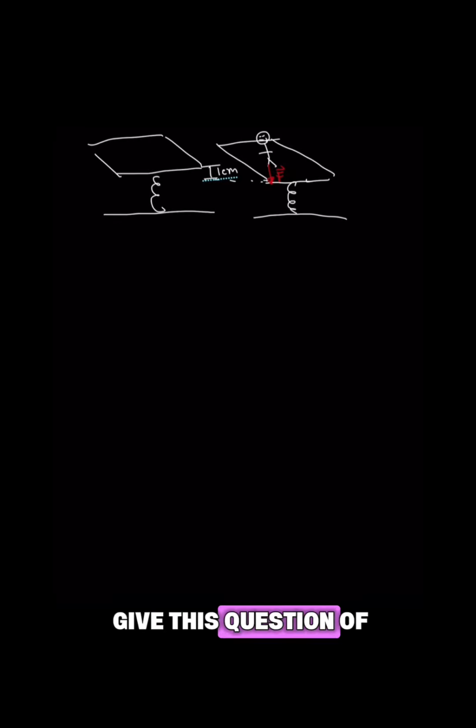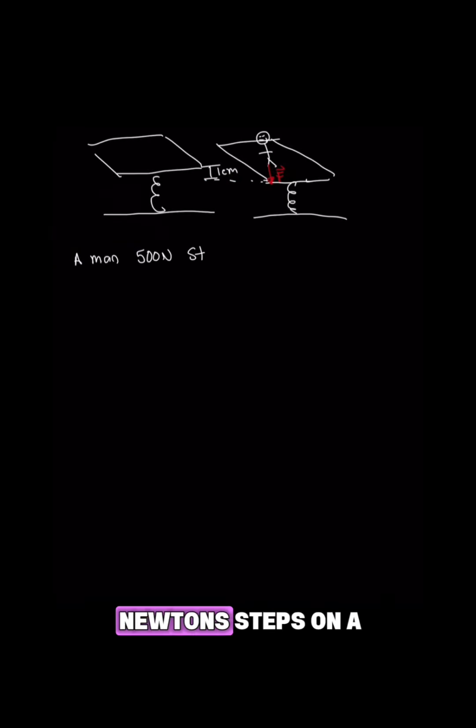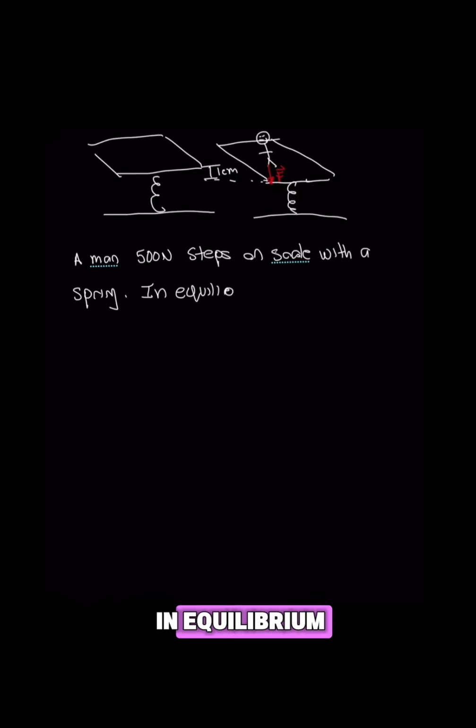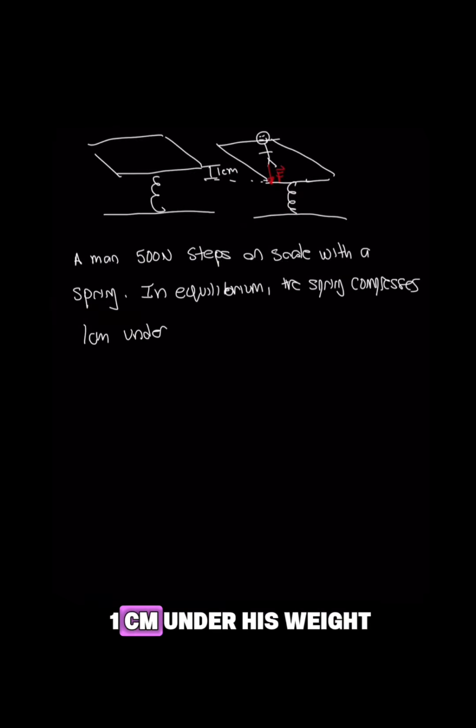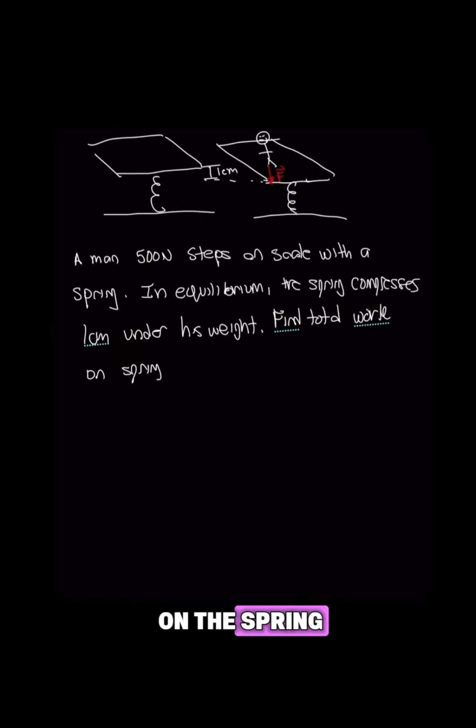Alright, so let's say I give you this question of a man stepping on a scale. The question says, a man of 500 newtons steps on a scale with a spring. In equilibrium, the spring compresses to 1 centimeter under his weight. Find the total work on the spring under this compression.